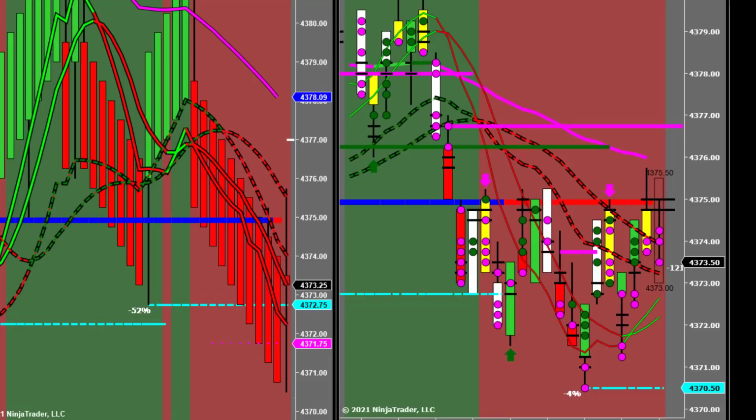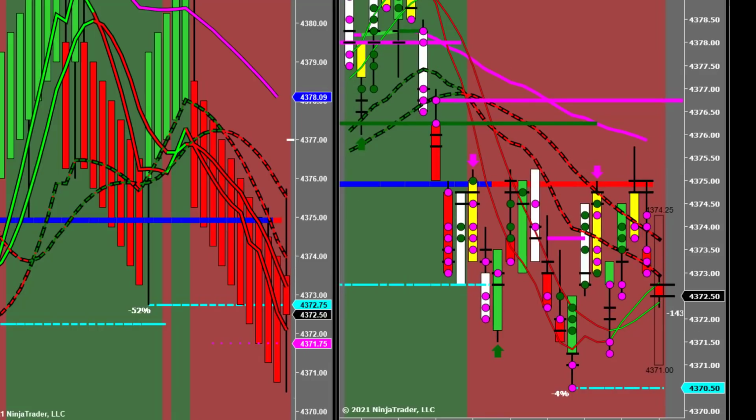Amber alert. Sorry about that. Now, nothing has changed, right? We still have red fibs. We still have triggers. Sometimes you have to take a trade twice if you get bumped out.